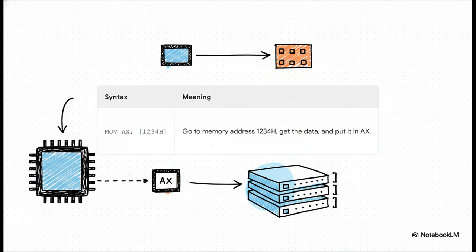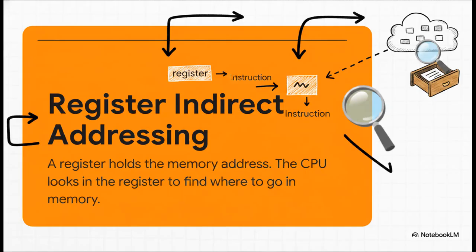Go to that location in memory, see what value is stored there, and then copy that value into the AX register. Now, let's take it another step. This one's pretty clever. It's called register indirect addressing. Instead of putting the address directly in the instruction, we put the address into a register first. Then the instruction just points to that register. It's indirect, like being told, the address you need, I wrote it down on the note inside that drawer.